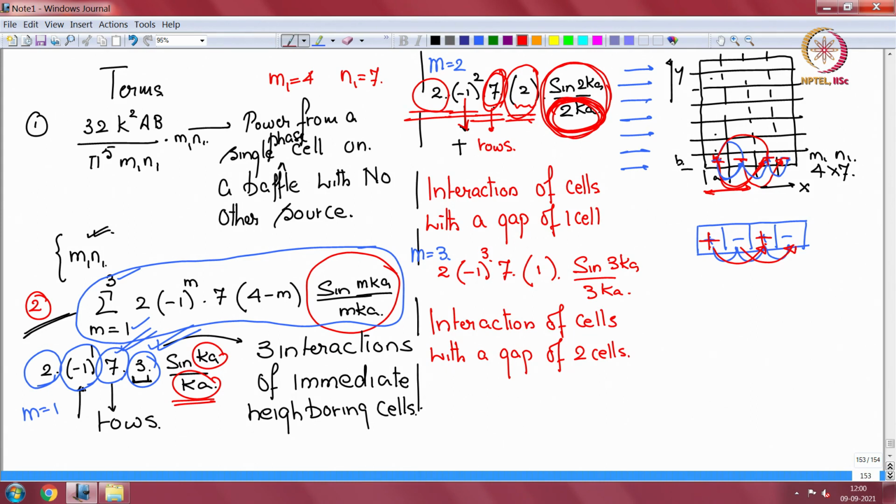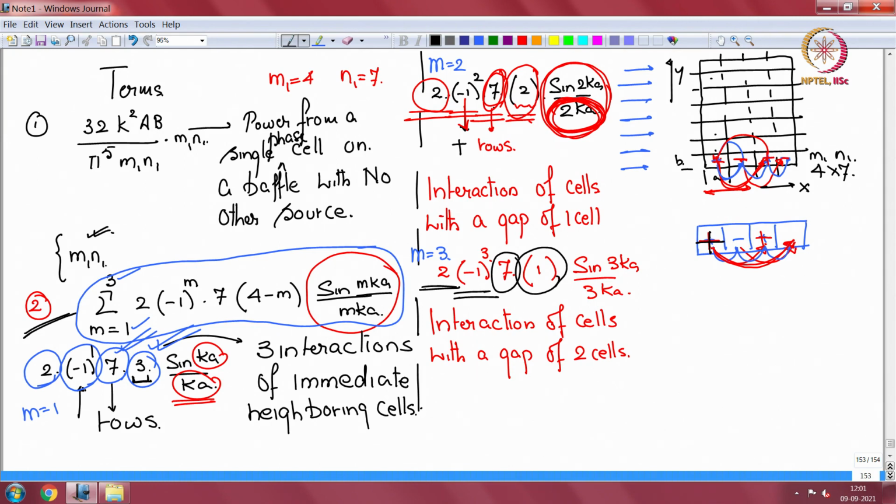And lastly, m is equal to 3, then I have interaction with a gap of 2 cells. So then again there is a negative because this is plus and this is minus for the m1 equal to 4 mode. And then there is only one such interaction. Then there are 7 rows for it, and 2 cells. So, that is the second term.